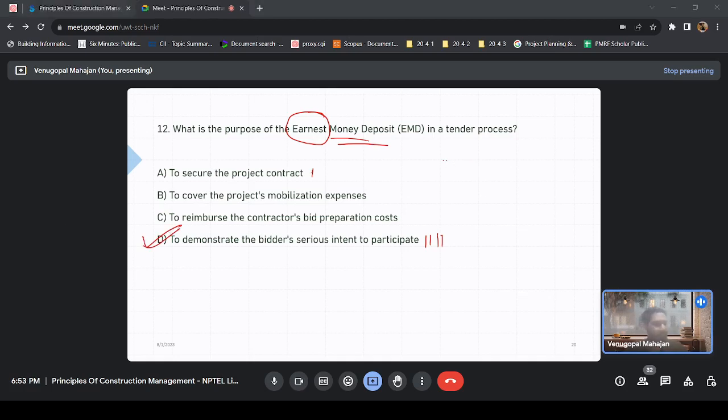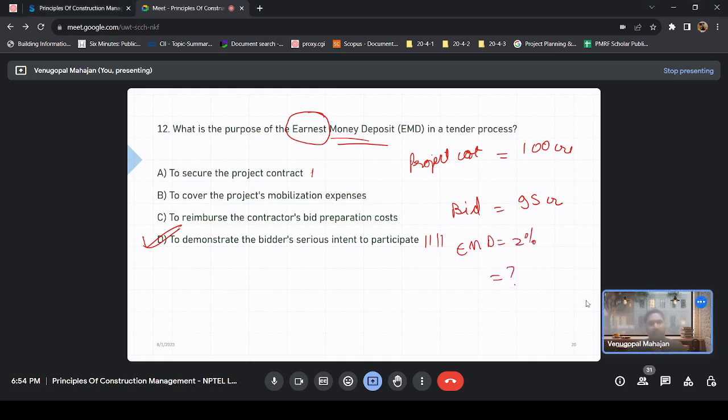Now, let's say the project cost is 100 crore, and your bid price is 95 crore. The EMD is 2%. So what is the actual amount? The actual amount is 2% of 95 crore. Is it exclusive, apart from the 95 crore, or included in the 95 crore?